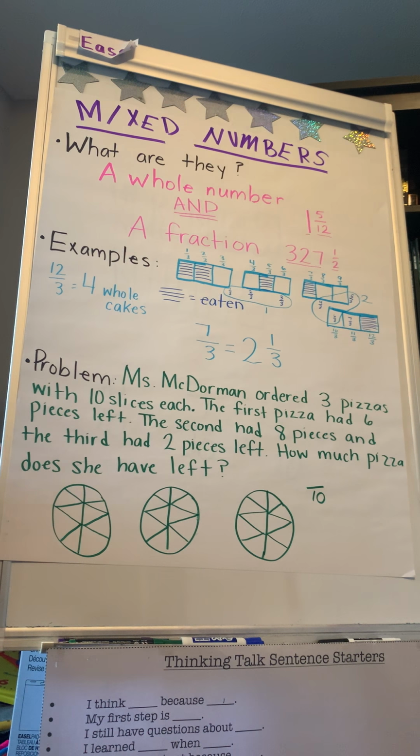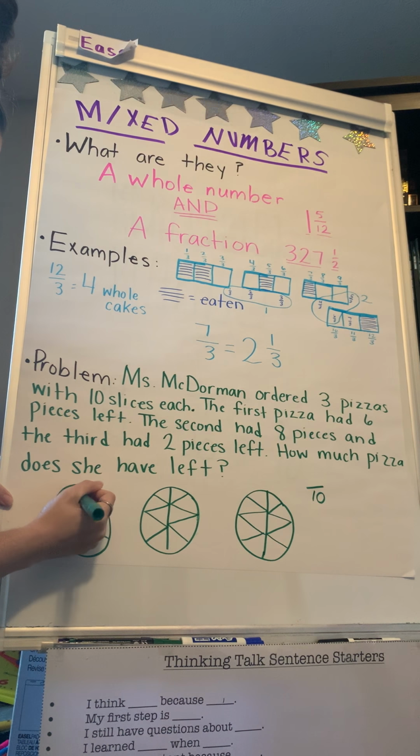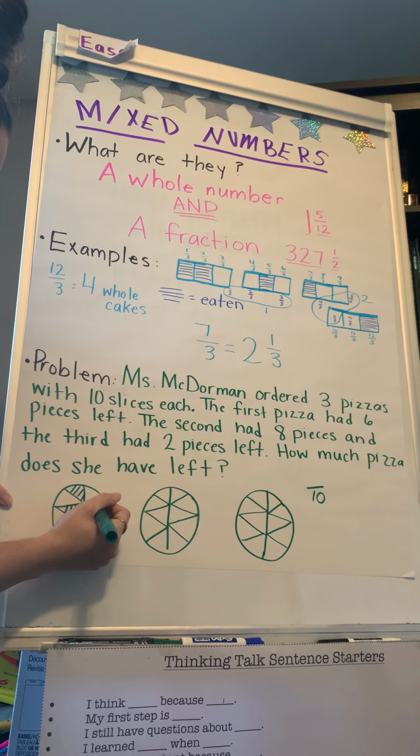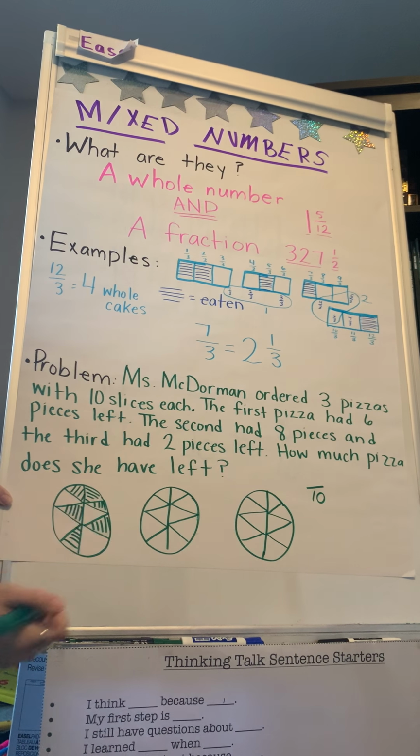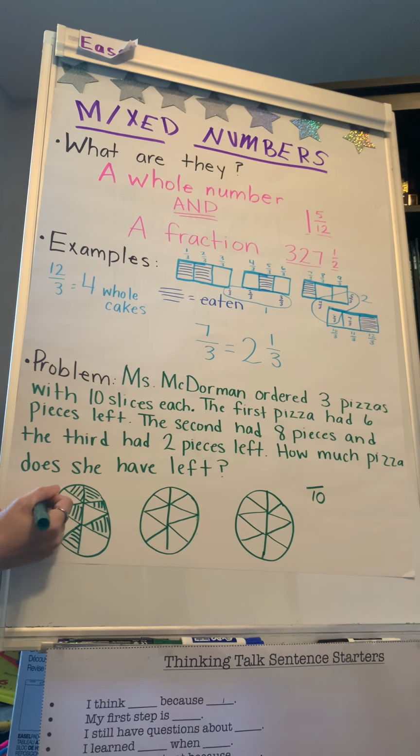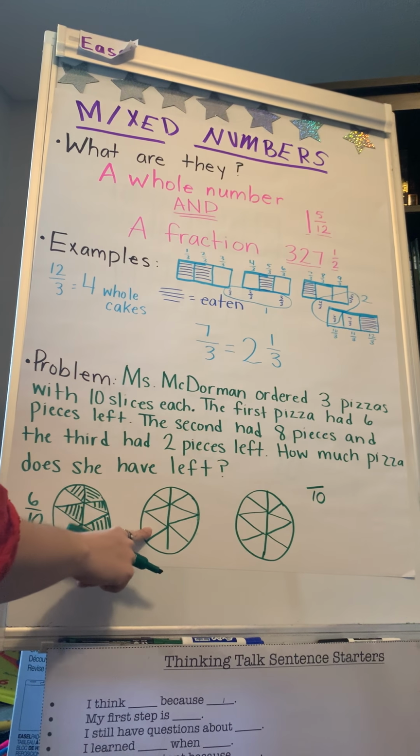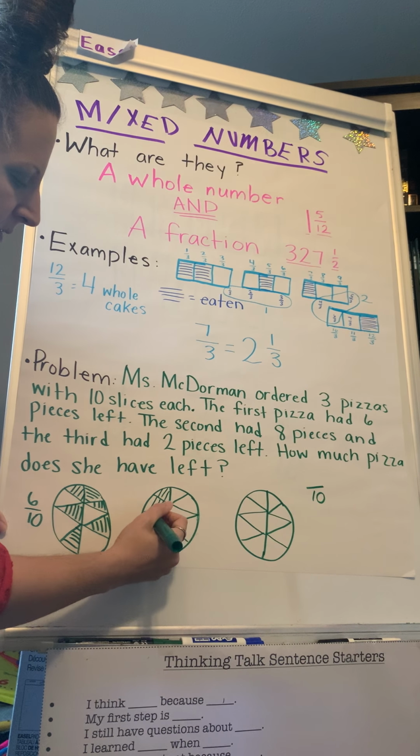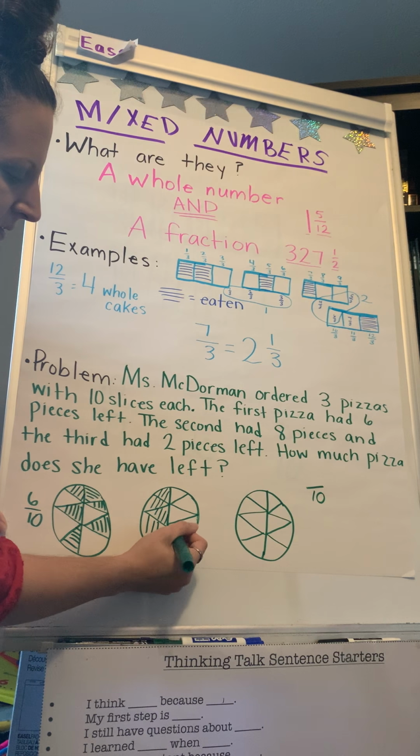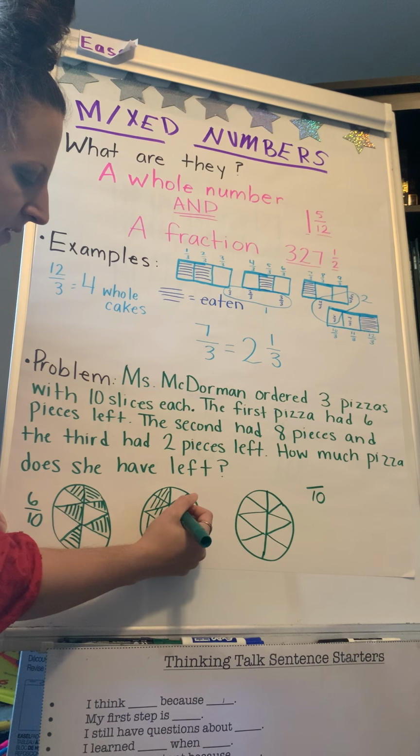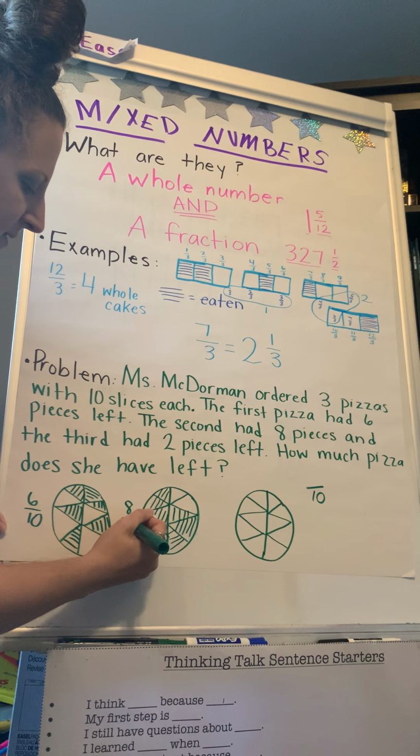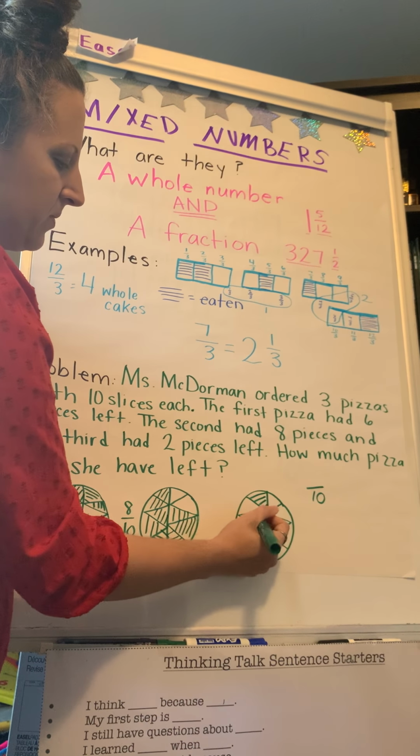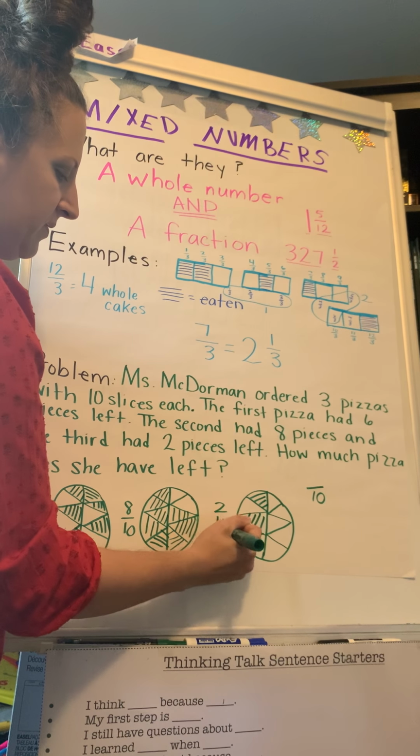So the first pizza had 6 pieces left. 1, 2, 3, 4, 5, 6. Okay? This one has 6 tenths left. This pizza had 8 pieces left. Nobody liked this pizza. 1, 2, 3, 4, 5, 6, 7, 8. This pizza had 8 tenths left. And this pizza had 2 pieces left. 1, 2. So 2 tenths.